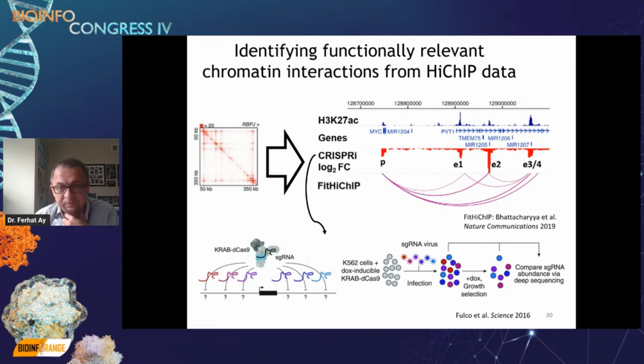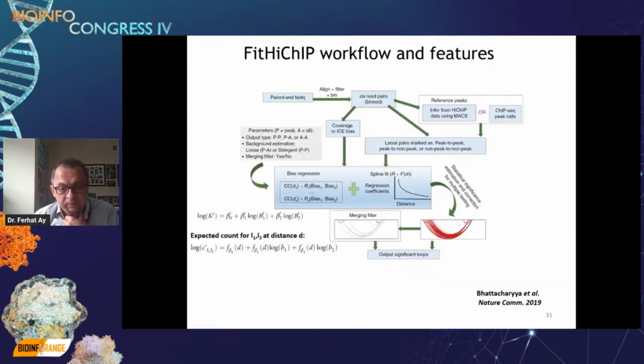A very talented postdoc, Sourya Bhattacharyya, developed this method, which I'm not going to go into details about. It relies on the same idea, but has a different way of dealing with the biases through a regression method. It also deals with these indirect loops and finds the likely anchor of these loops rather than reporting all of them.